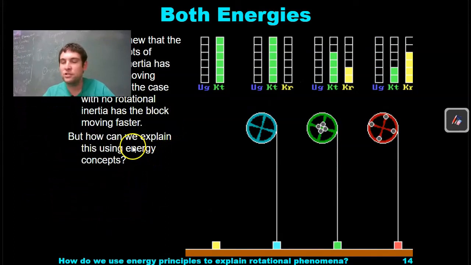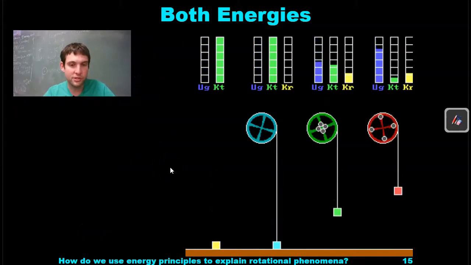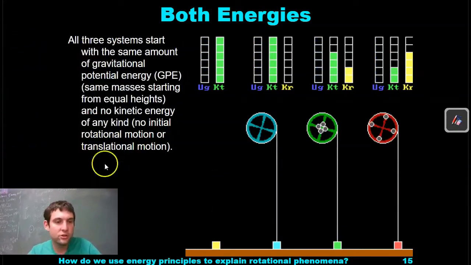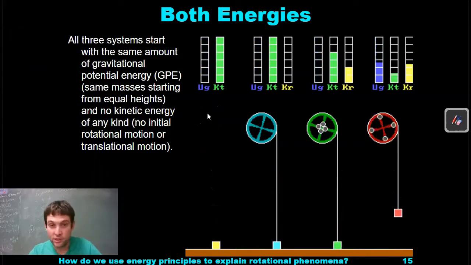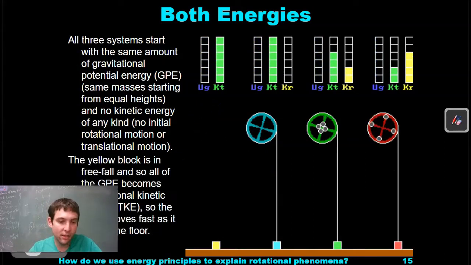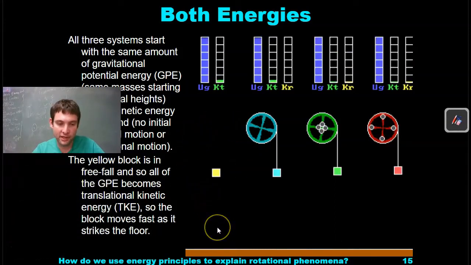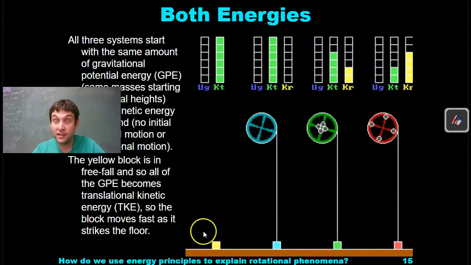But how can we explain this using energy? As you read the explanations on the following slides, watch the bars carefully. All three systems start with the same amount of gravitational potential energy and no kinetic energy, rotational or translational. The yellow block is in free fall, so all of the gravitational potential energy becomes translational kinetic energy, so the block moves fast as it hits the floor. It's just in free fall. It's being accelerated by 9.8 meters per second every second.